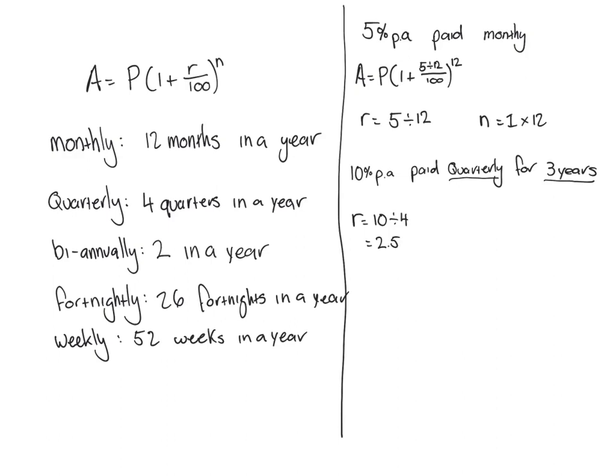Now let's have a look at the number of compounding periods. We know that we're going to be doing this for 3 years, but instead of paying it every year, we're going to pay this quarterly, and we know that there are 4 quarters in every year. So there are going to be 12 compounding periods for this particular situation. So our formula would look like this. There we go.